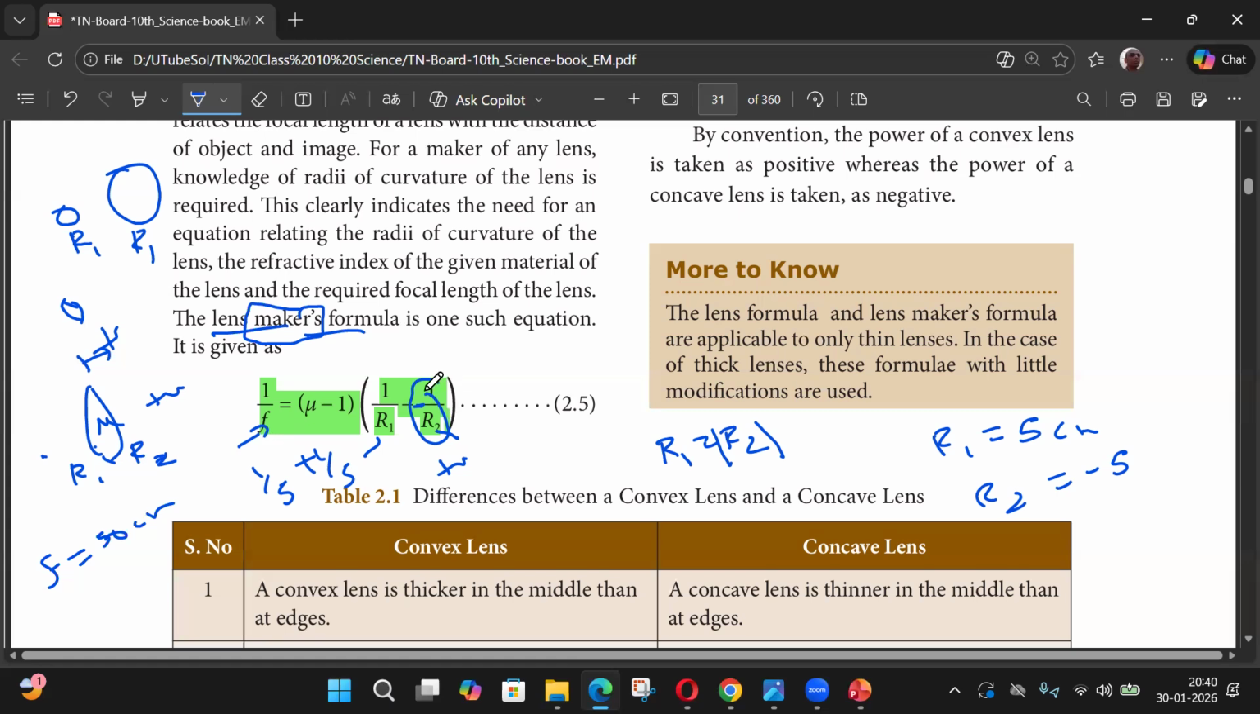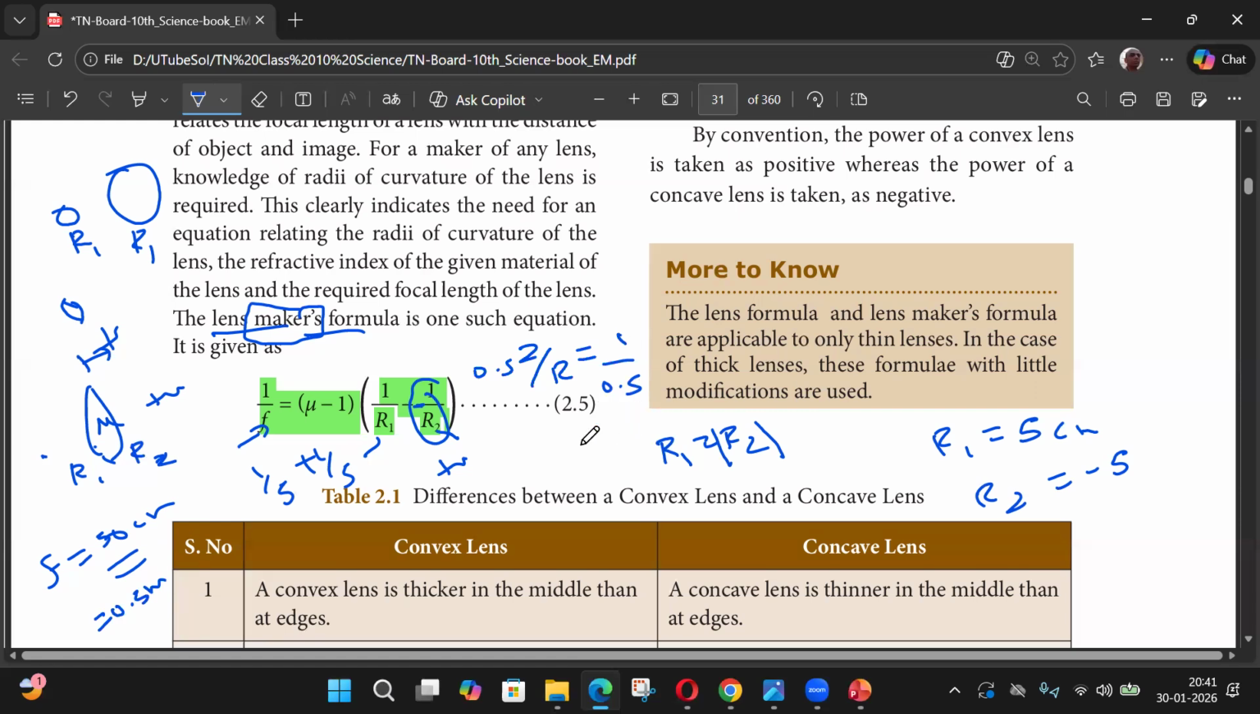Suppose he's designing a biconvex lens and both R1 and R2 are same, so it will be 2 by R into mu minus 1, which is say 0.5. That should be equal to 1 by f, which is 1 by 0.5. Why did I put 0.5? 50 centimeters, right? I put 0.5 because we are converting it to SI units. SI unit is 0.5 meter.